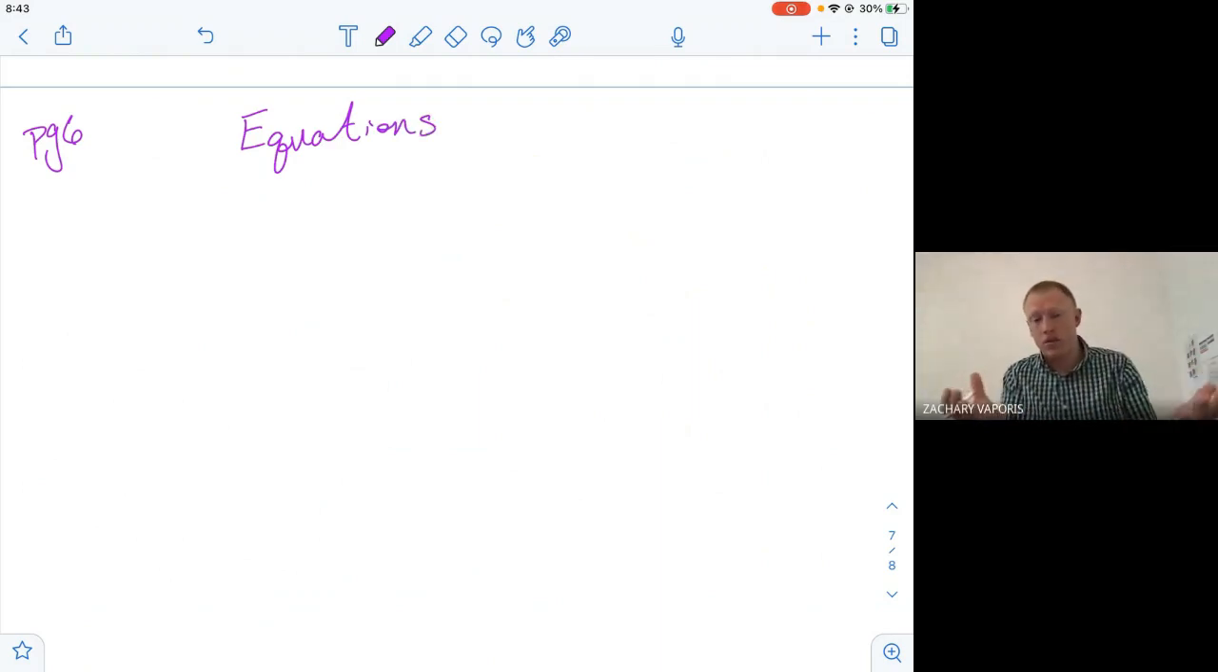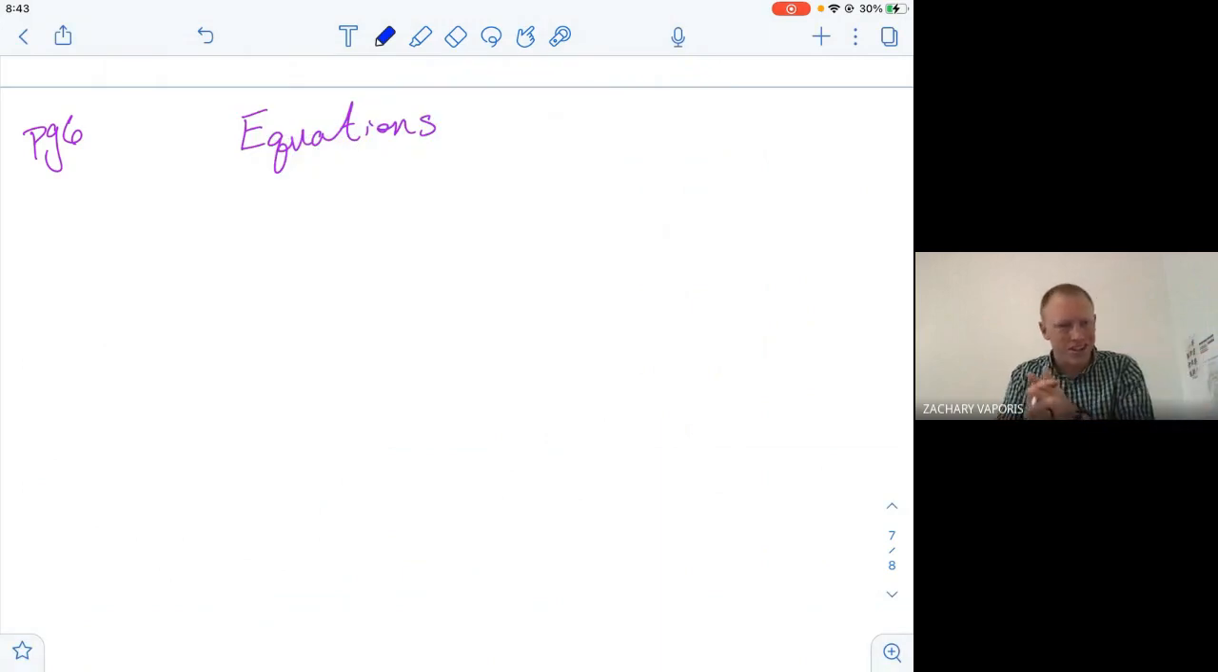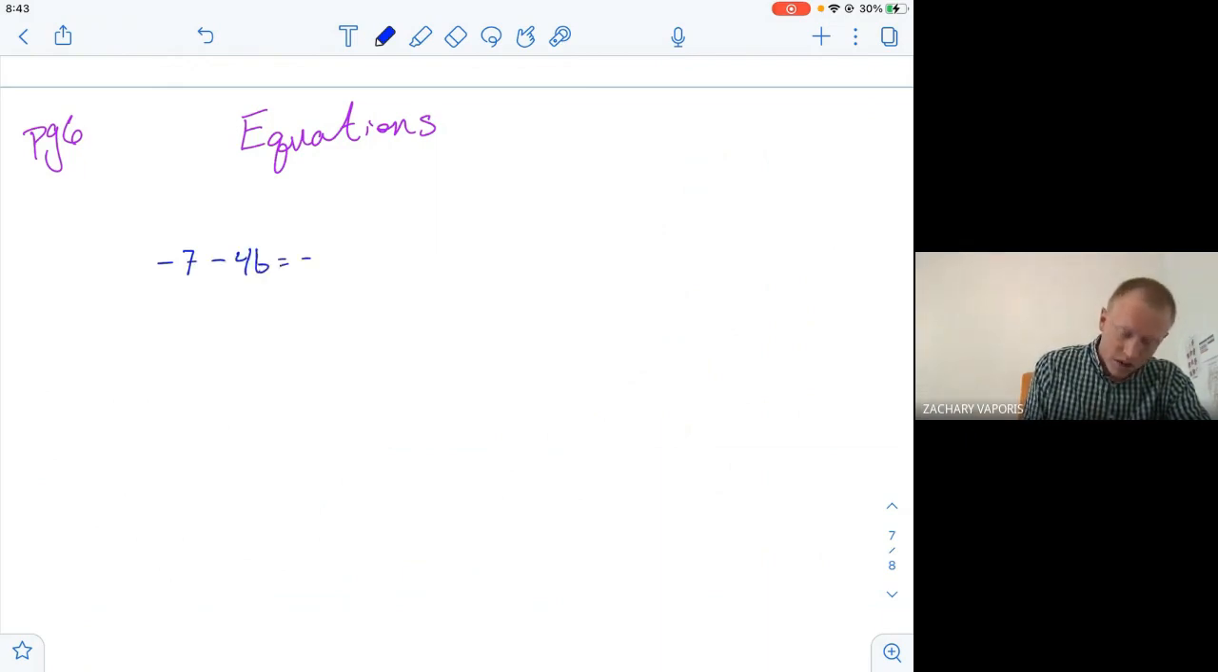How we go about solving equations is going to apply to more complex things that we're going to be working with. But what we're going to do is zero in on more complex equations. And so here it is. If I was to give you a question that looked like this, don't write this down yet. -7 minus 4b equals -2. Right? How we would go about solving this problem is I always ask these questions.